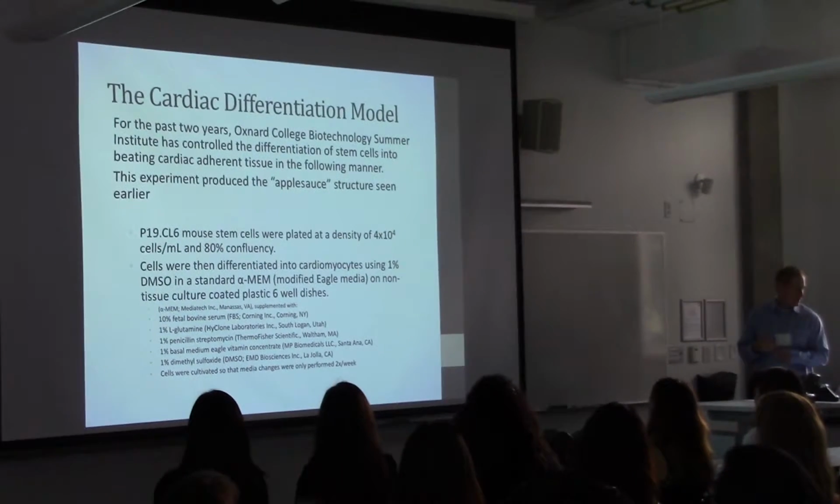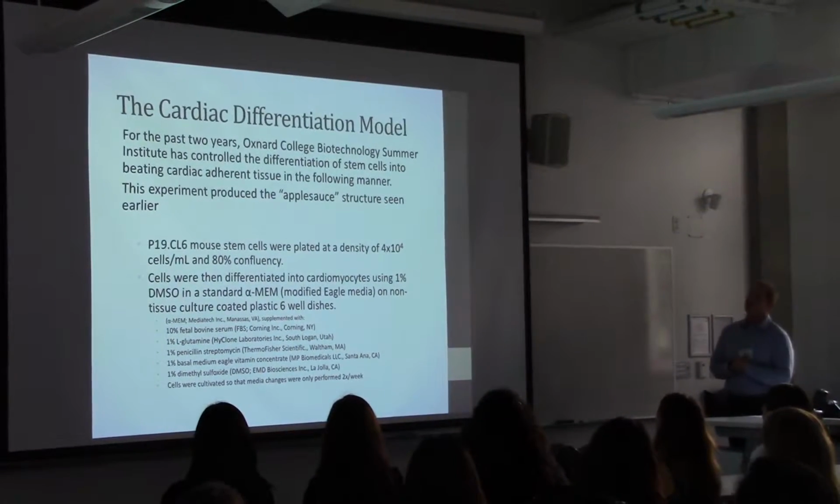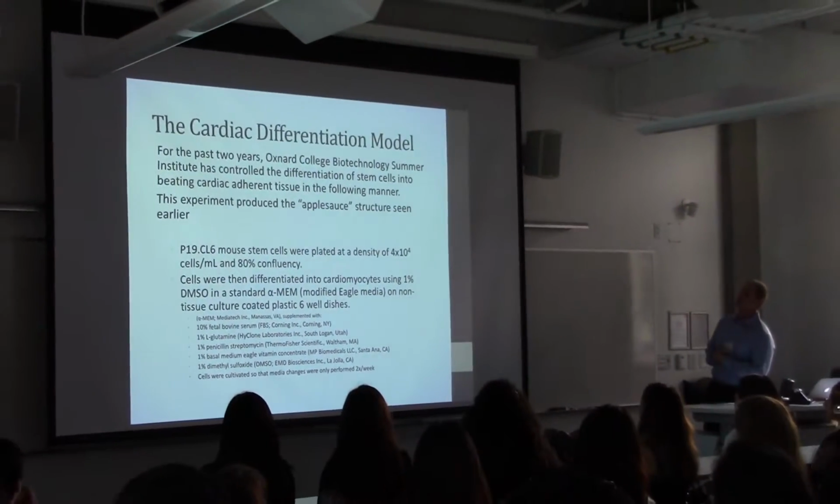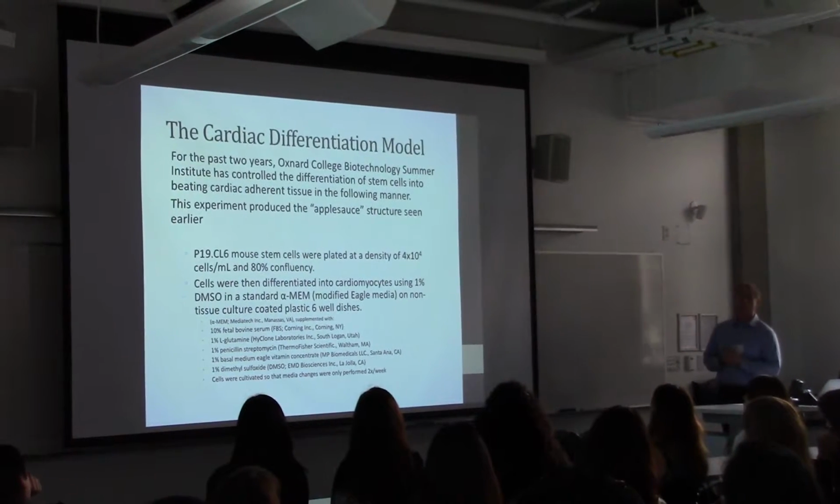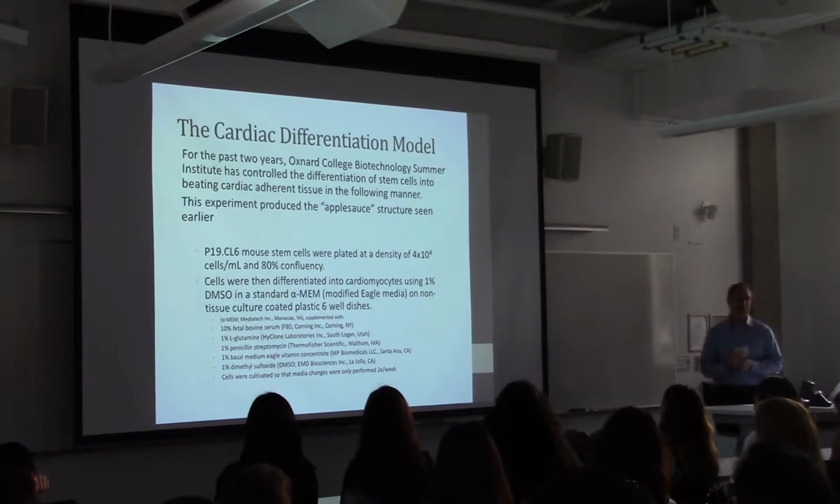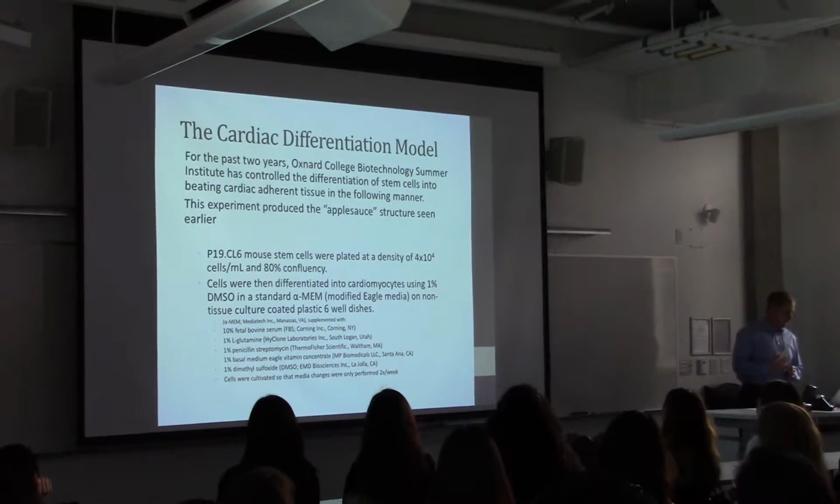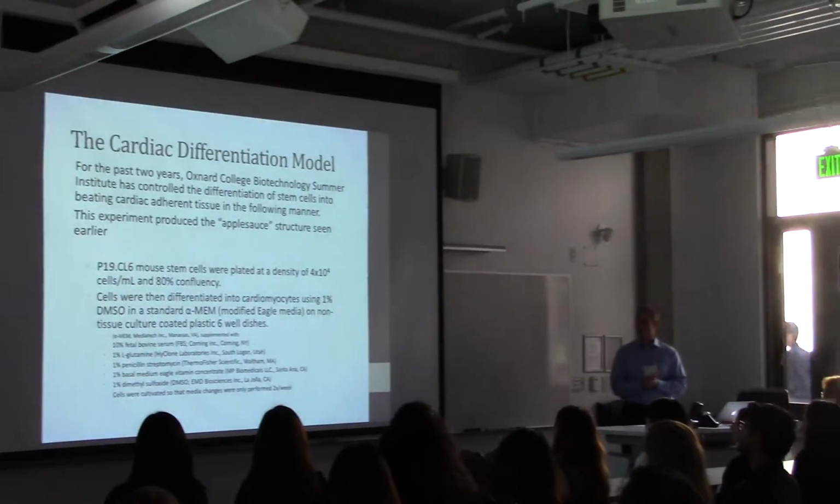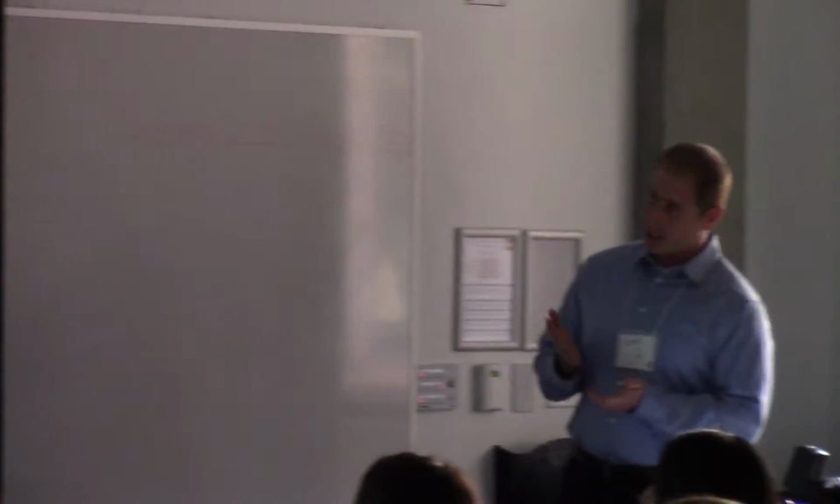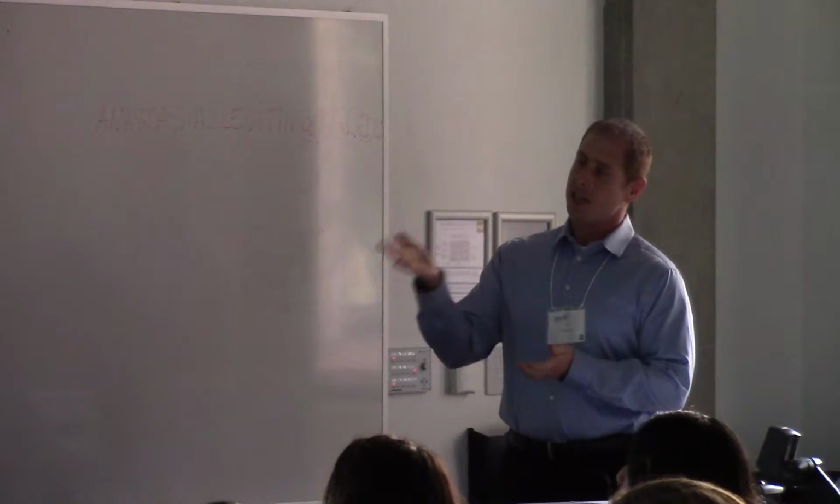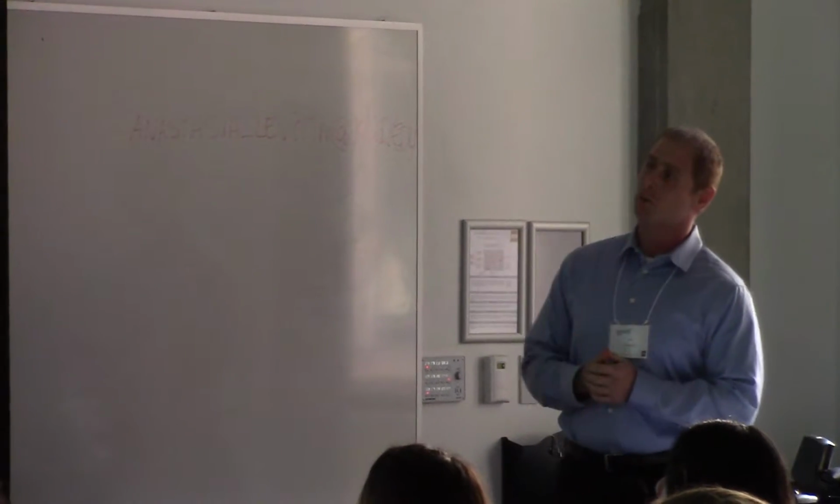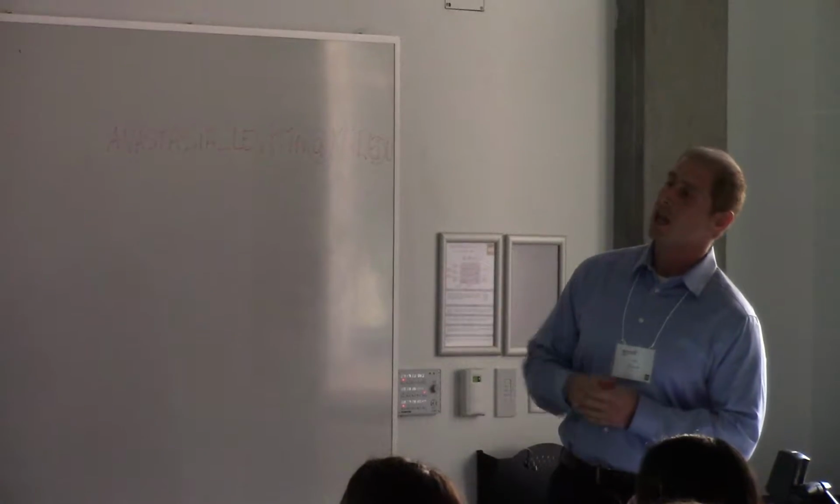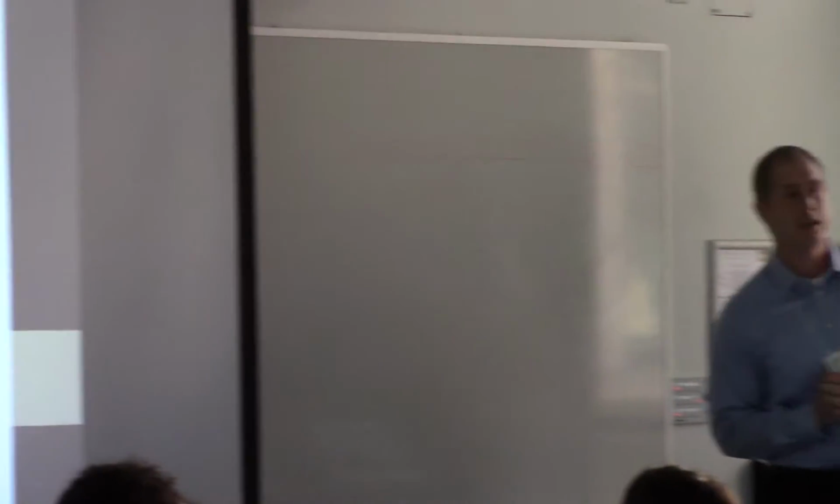So we just took mouse stem cells, we differentiated them into cardiomyocytes using a 1% DMSO solution in a standard alpha MEM solution in non-tissue culture plates. So what we do, the interesting fact for this one is we do use the 1% DMSO, which is a little different. And we also only change the medium twice a week.